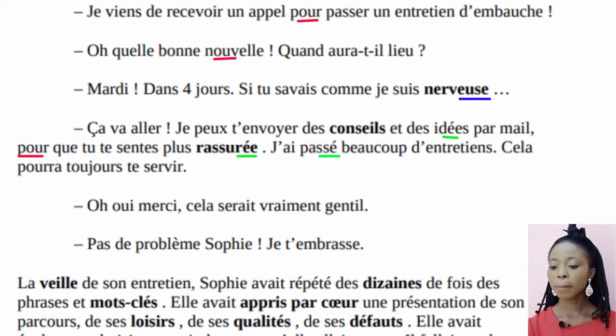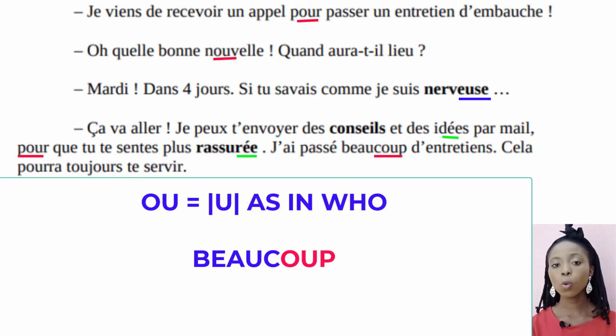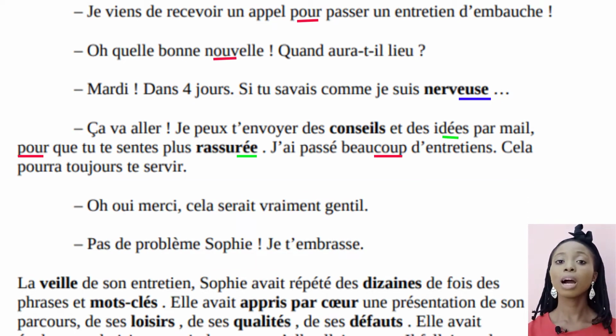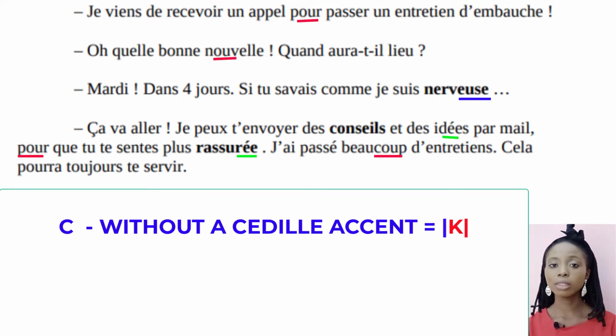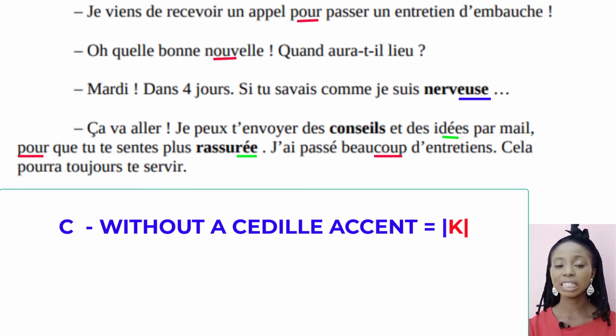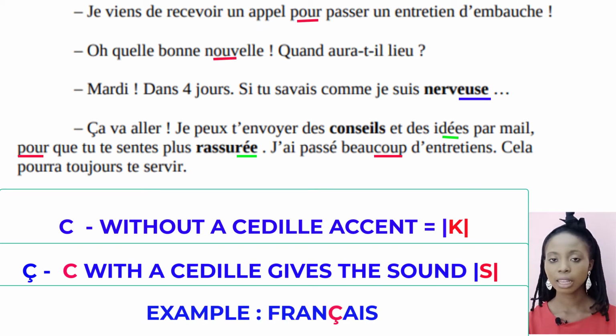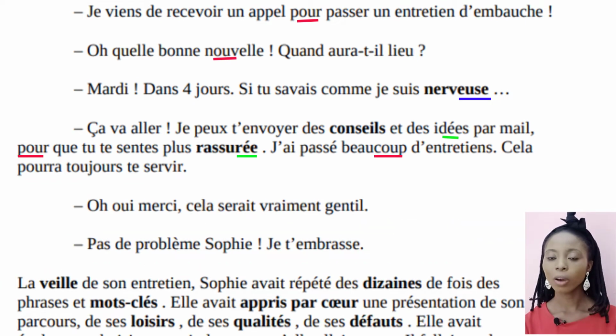So we have j'ai passé beaucoup. We have our OU sound again for coup. Beaucoup. So we have our OU sound. C plus OU. So we have our C, which is one of our rules, that if you have your C without a cedilla underneath it, it gives the sound K. But if your C is having a cedilla underneath it, it should be giving us the sound S, like for example, we have français. Because there's a cedilla underneath it, it's giving us the sound S in français instead of K. Okay, so that's why we have beaucoup, the K and the OU sound, beaucoup.